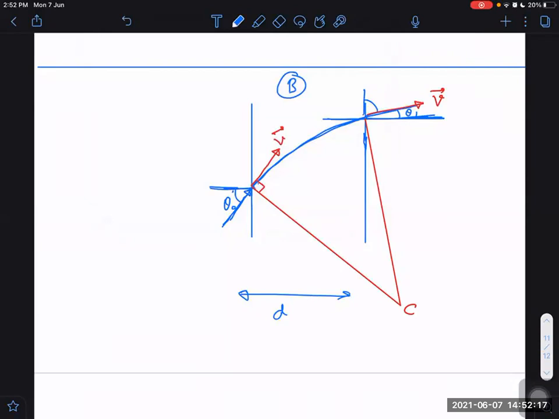Next, we have this angle. What is this angle? Remember, angle difference between velocity vectors is also angle difference between both this R1 and R2. Angle between two lines is equal to angle between their perpendiculars. So can I say this will be then theta naught minus theta 1? Right or not?